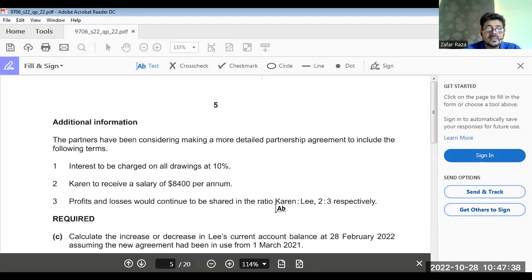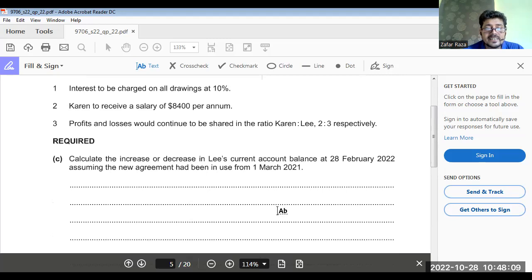Now, the partners have been considering making a more detailed partnership agreement to include the following terms. Interest to be charged on all drawings at 10%. Karen to receive a salary of 8,400 per annum. Profits and losses would continue to be shared in the ratio Karen:Lee 2:3. Now, what we have to do? Calculate the increase or decrease in Lee's current account balance, assuming the new agreements. That's not a difficult question.